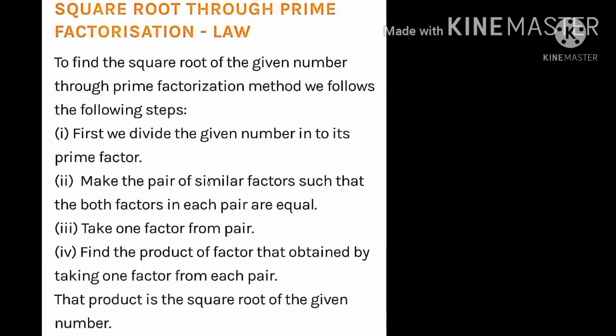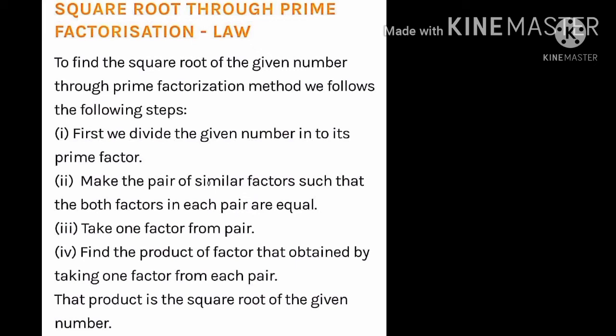Right. Now we will learn an easier method to find the square root, which is through prime factorization. To find the square root of a given number through prime factorization, we follow these steps. First, we divide the given number into its prime factors. Then we make pairs of similar factors such that both the factors in each pair are equal. Then we take one factor from each pair and find the product of the factors obtained. That product is the square root of the given number.